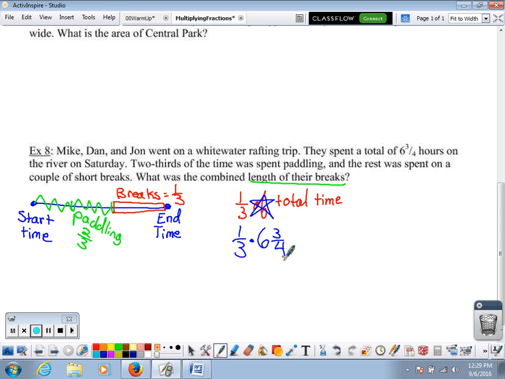6 3/4. But in order to do this multiplication, what are we going to have to do with that 6 3/4? Got to turn it into an improper fraction. Okay, and Mason, what's that improper fraction going to be? Say again? One more time. Yep, 6 times 4 gives me 24, plus 3 more gives me 27. So I have 1/3 times 27/4. Okay? Now I've got all fractions. Now I can multiply. Now we notice that they have the same sign. Okay, and since they have the same sign, that means our product's going to be positive. Okay, but we can multiply these fractions straight across.